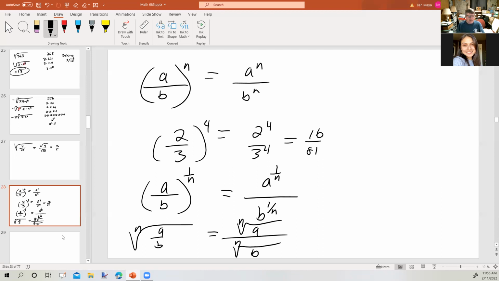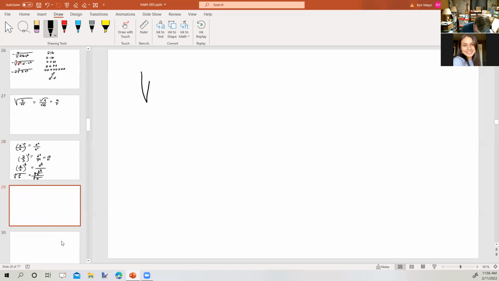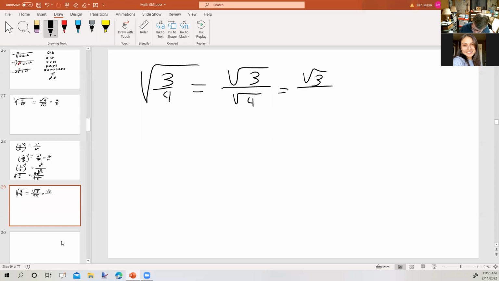So not only can we take a product inside of a radical and pull it apart into separate factors, we can take a quotient inside of a radical and separate the numerator from the denominator and take separate roots of both. Okay. So let's say I've got the square root of 3/4. That can be split apart into the square root of 3 over the square root of 4. And the square root of 4 is 2. The square root of 3 is irrational. Can't simplify it exact.